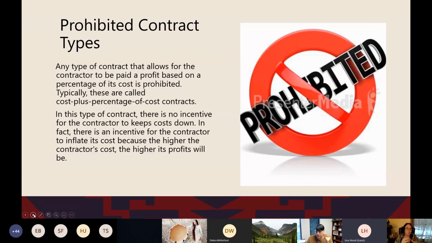get into. Prohibited contract types: any type of contract that allows for the contractor to be paid a profit based on a percentage of its cost is prohibited. Typically, those are called cost plus percentage of cost contracts. In that type of contract, there's no incentive for the contractor to keep costs down at all. In fact, there's an incentive for the contractor to inflate its costs, because the higher the contractor's costs, the higher its profits will be. So we're not allowed to enter into that type of contracting.